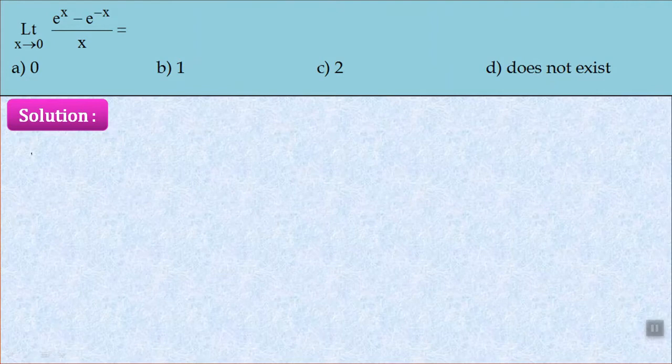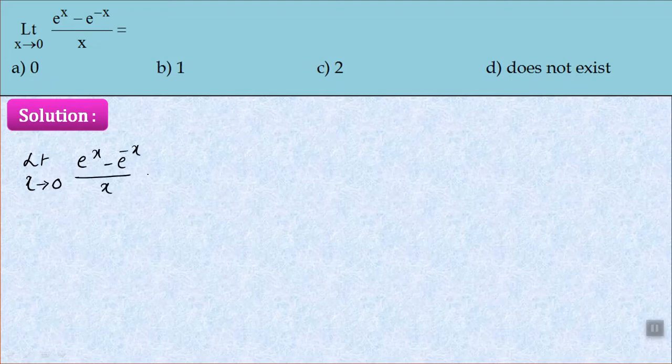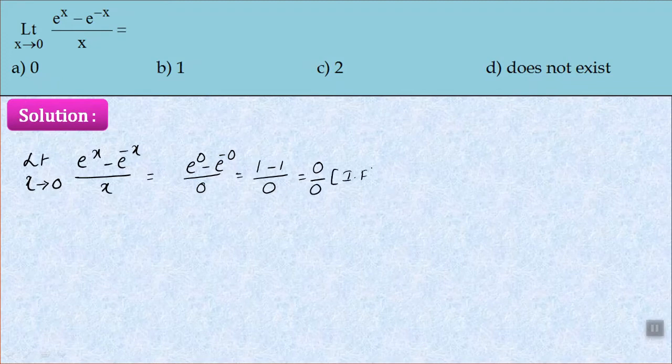Here the given question is limit x tends to 0 e power x minus e power minus x divided by x is equals to, here we substitute the limit, e power 0 minus e power minus 0 divided by 0 is equals to, e power 0 is 1 minus e power 0, 1 divided by 0. This equals to 1 minus 1, 0 by 0 is of the indeterminate form.